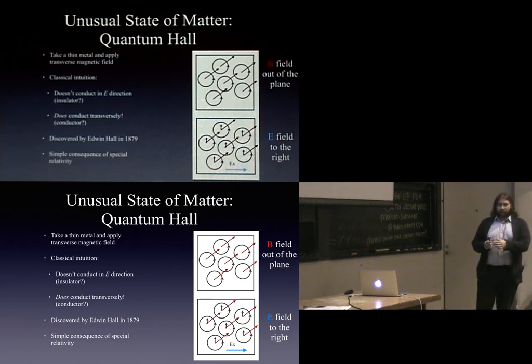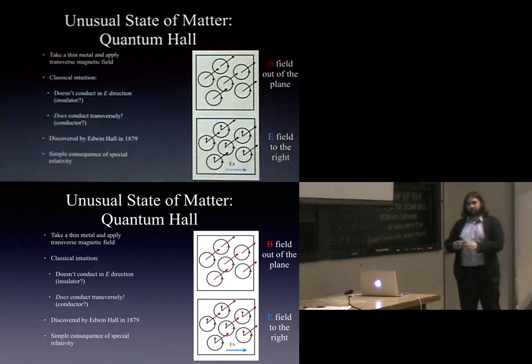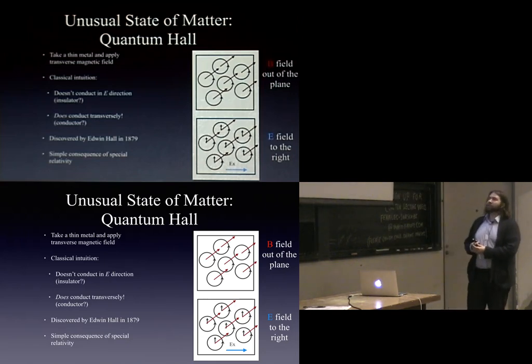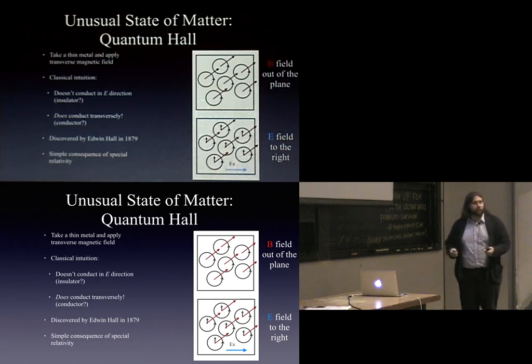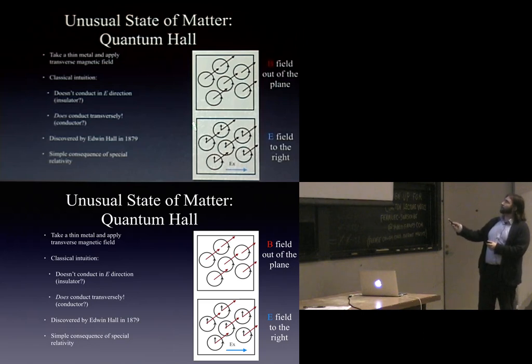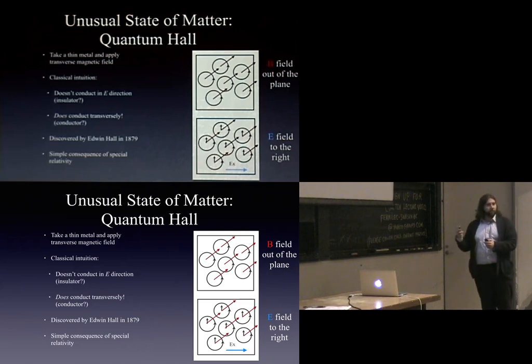What happens if you take a metal, just a thin sheet of metal, and you put it in a strong magnetic field? What happens? And interesting things happen. If you just think in terms of classical electrodynamics, it's a metal, so there are a bunch of electrons moving around in it. If I apply an electric field in the x direction, and then you have a magnetic field coming out of the plane, so this is a top-down view of your sheet of metal. Classically, what you expect is that the electrons will all just move in cyclotron orbits.